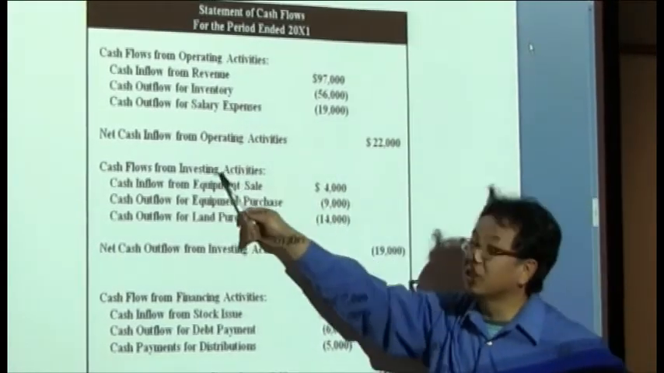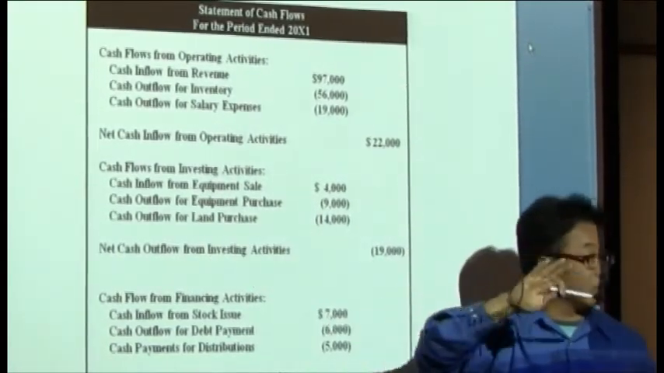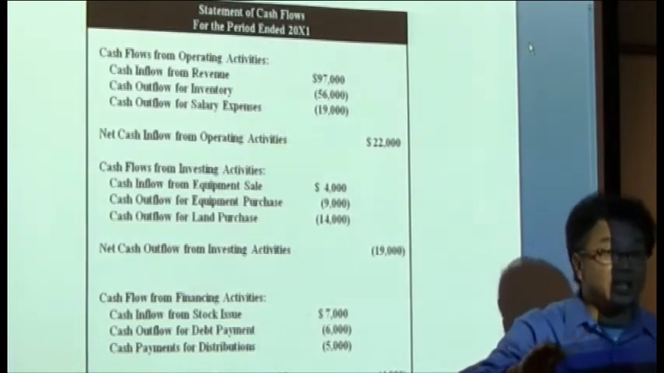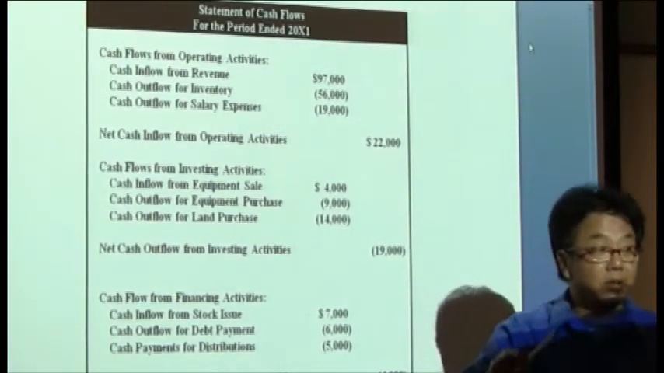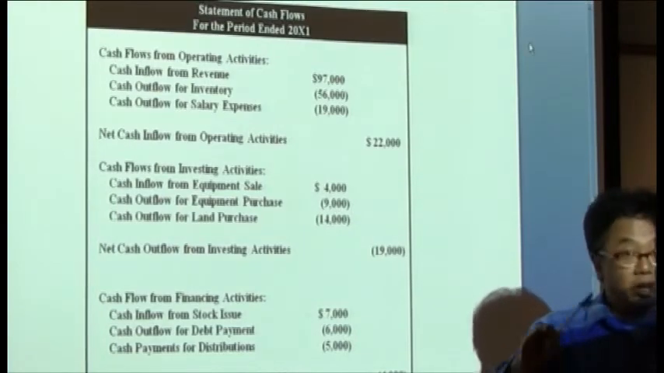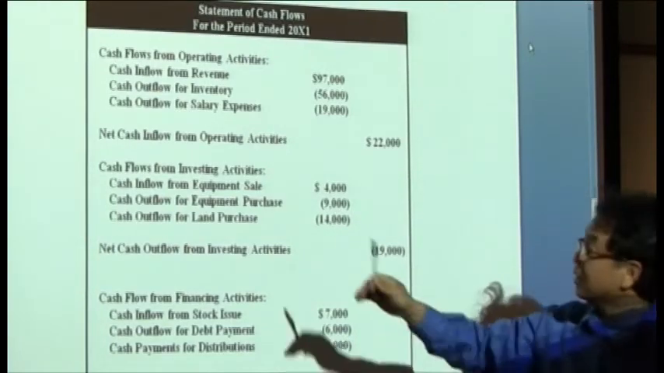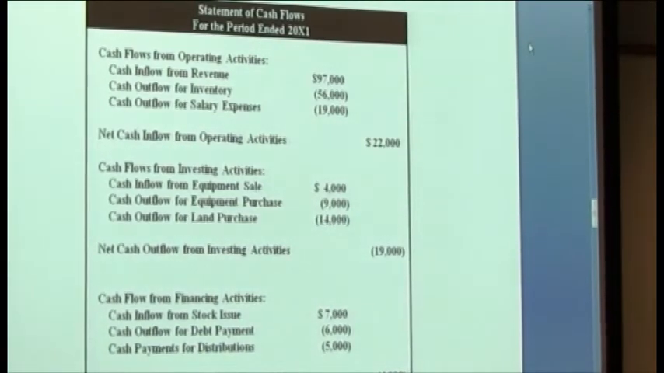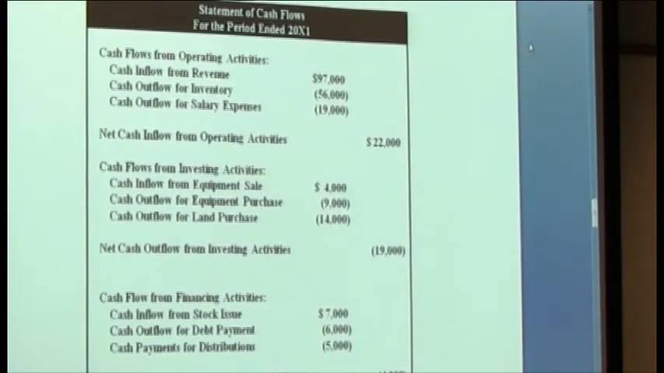So now we move on to investing activity. What's the investing activity all about? Buying and selling PP&E, right? Property, plant, equipment, or building, land, all that. So did we have those activities? Yes, it's given. How do I know that? Well, take a look at this.